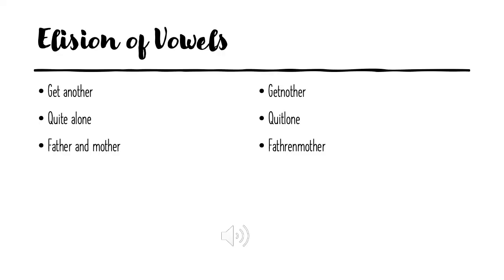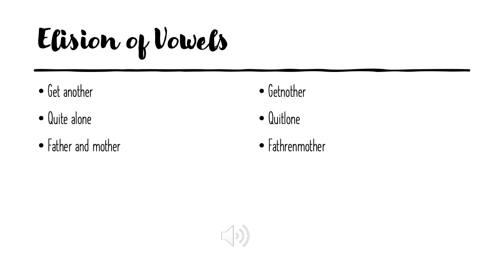So here are some examples to help you identify the elision of vowels. Look at a phrase like "get another". We don't pronounce the "e" of the "another" in rapid speech, and very often we would pronounce it as "get nother". Get another book, please. Quite alone. In connected speech, it would be pronounced as "quite lone". I felt quite alone there.